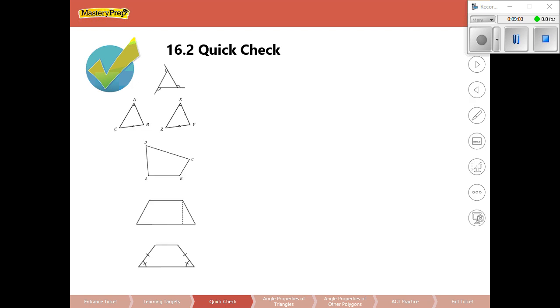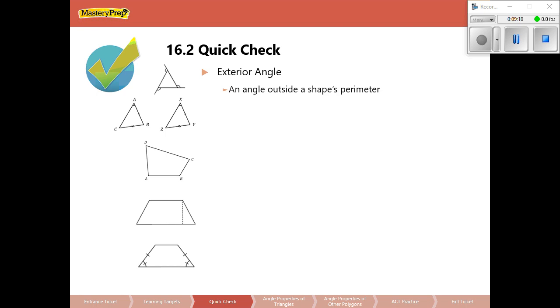I have a feeling the next one's going to be exterior angles. An angle outside a shape's perimeter, because they're on the outside. And the sum of the exterior angles of any polygon is, you all remember? 360. It's always 360 degrees. The sum of the exterior angles is always going to be 360. And when we talk about that here, if we notice, the exterior angles are all on the same side, in the same face.